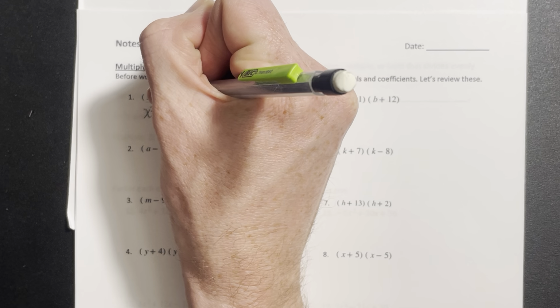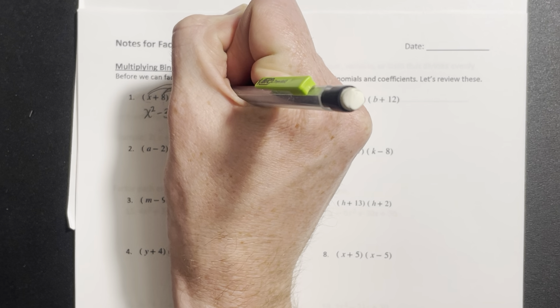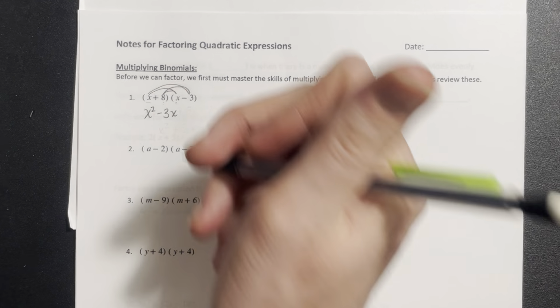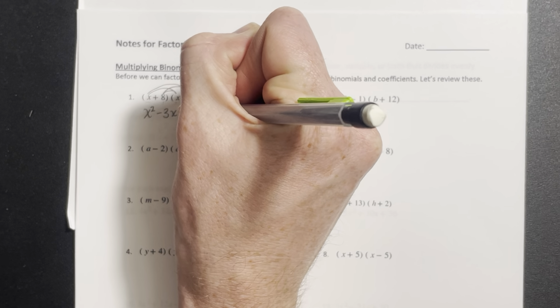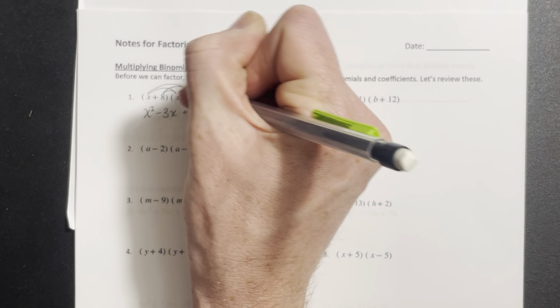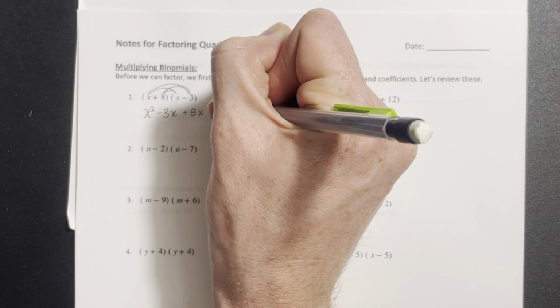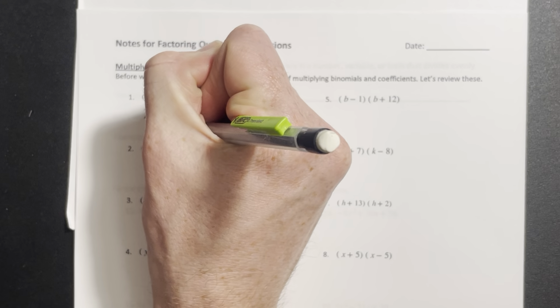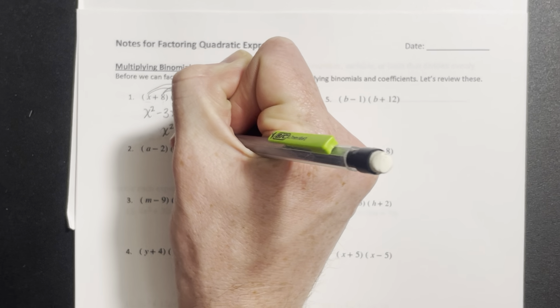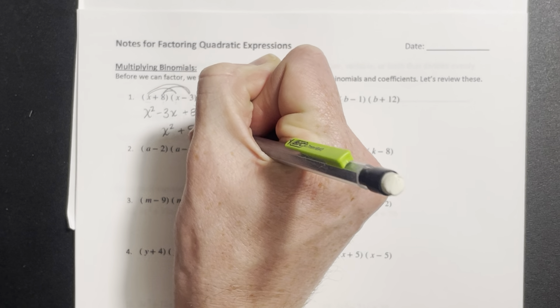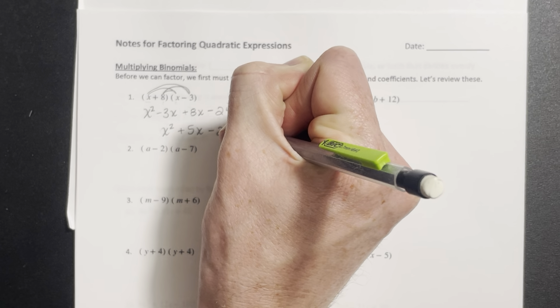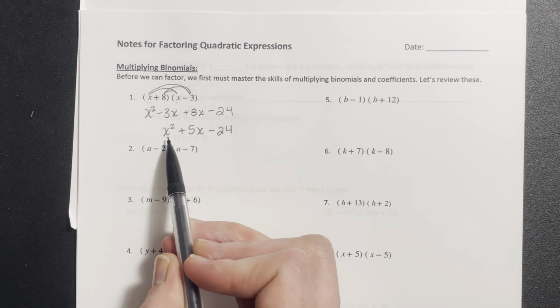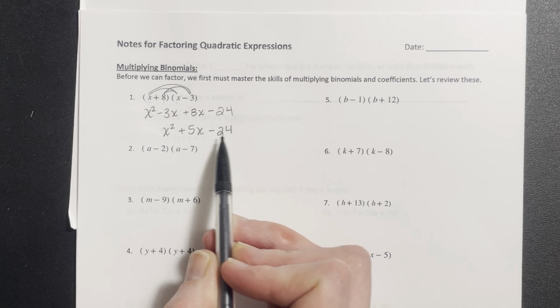Then we distribute the 8 from the x plus 8. 8 times x would be 8x, so plus 8x. And 8 times negative 3 would be negative 24, so we have minus 24. We combine any like terms that we can, and we see that negative 3x plus 8x is 5x. So we end with this trinomial expression, x squared plus 5x minus 24.